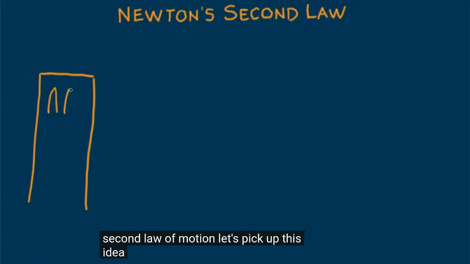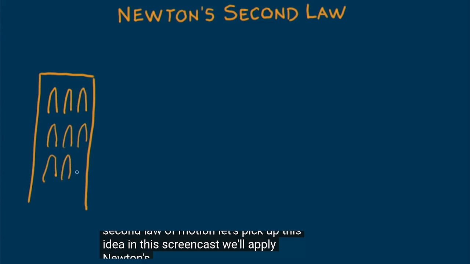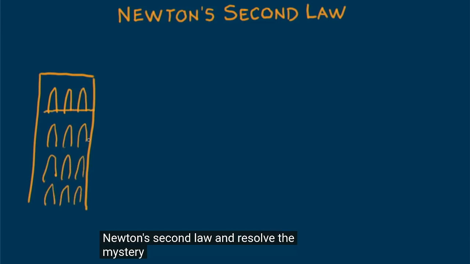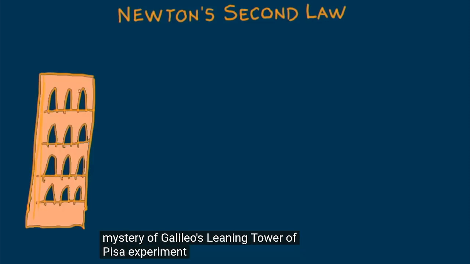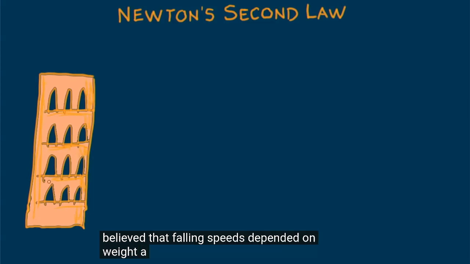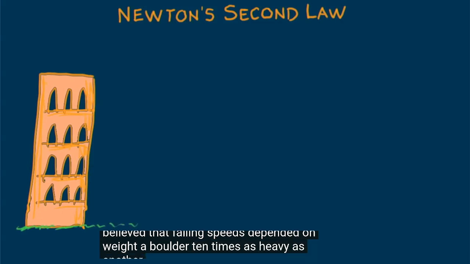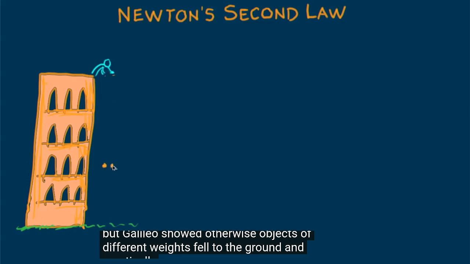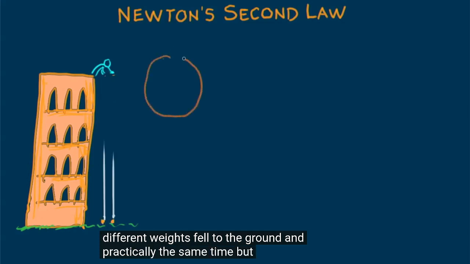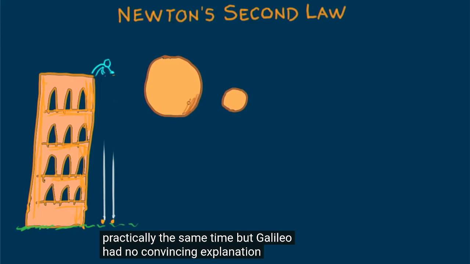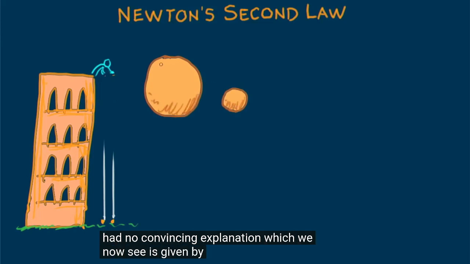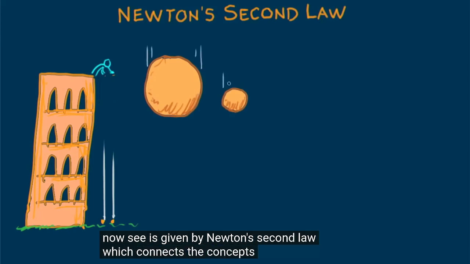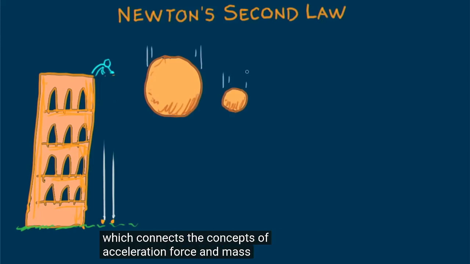Let's pick up this idea in this screencast. We'll apply Newton's second law and resolve the mystery of Galileo's Leaning Tower of Pisa experiment. Back then, people believed that falling speeds depended on weight. A boulder 10 times as heavy as another should fall 10 times as fast. But Galileo showed otherwise. Objects of different weights fell to the ground in practically the same time. But Galileo had no convincing explanation, which we now see is given by Newton's second law, which connects the concepts of acceleration, force, and mass.